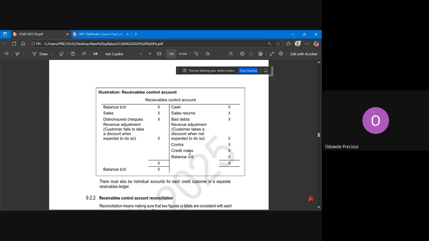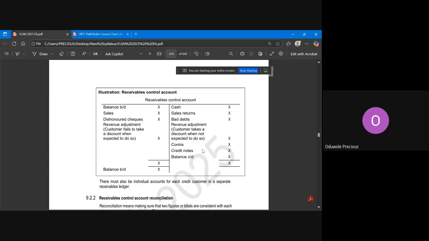Then you have your credit note. But this credit note here is not just any credit note. This one is credit note issued. In fact, this format is not complete. I'll tell you other things that should be there. Now, this one is credit note issued. So the opposite that should have been here is debit note issued. So in case you are doing a question, debit note issued will be on your debit side, and credit note issued will be on your credit side. Okay. So that's another one.